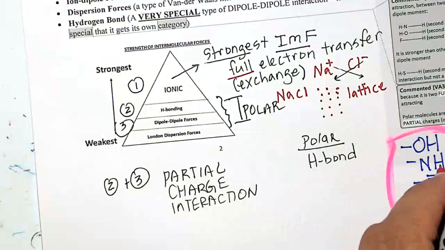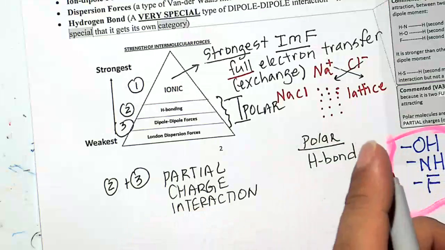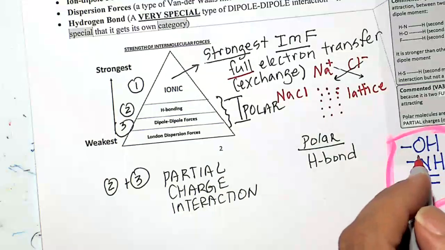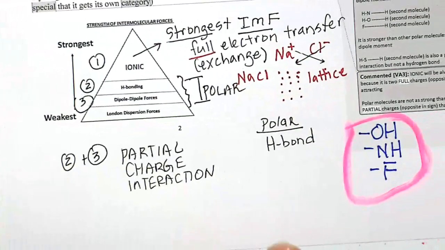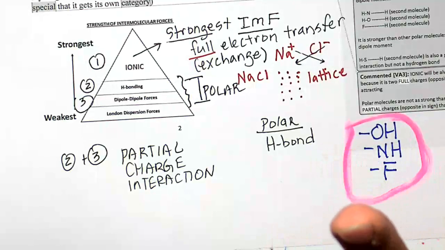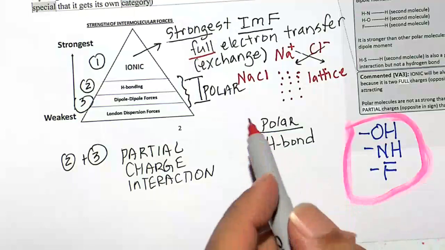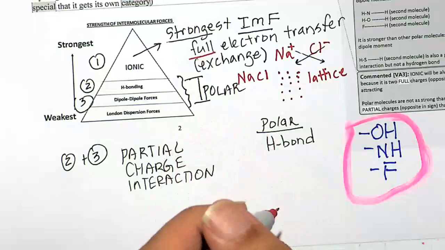Some amino acids contain OH, that hydroxyl group. Glucose contains a lot of hydroxyl groups. Maybe you know this from biology. Proteins contain NH groups. So there's a lot of hydrogen bonding that can occur in our cells, in the macromolecules in our cells. Anyways, for this class, OH, NH, and F, and we consider that a very special type of polar bond, which is the hydrogen bond.